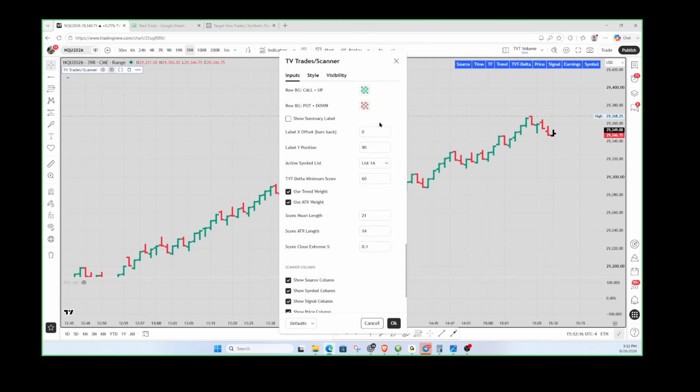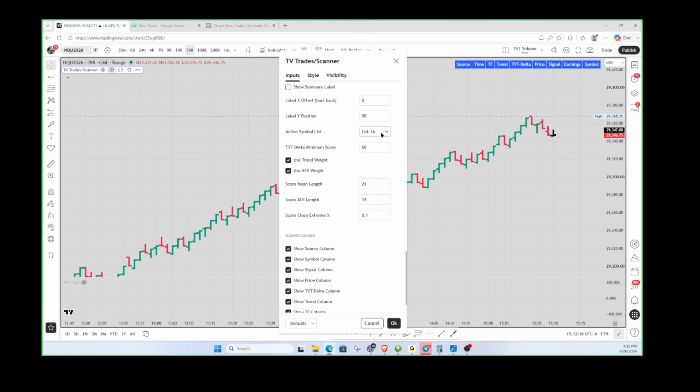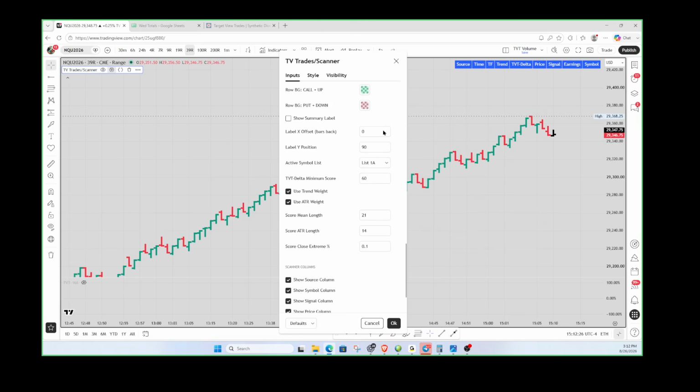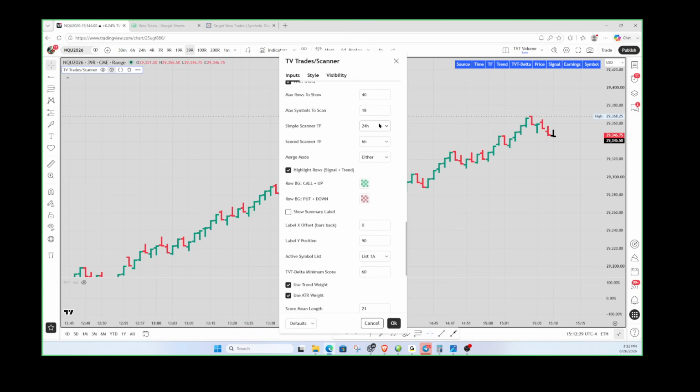So what it does is it goes out and it scans the equities or the symbols that are in list 1A, the 18 symbols that are in list 1A. It scans them to see if, on the 24-hour or the 6-hour time frame, either one of those meets the requirement for a trade setup. That's what it does. None of them do right now.